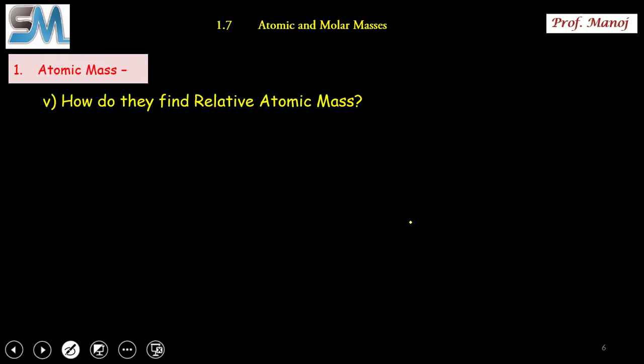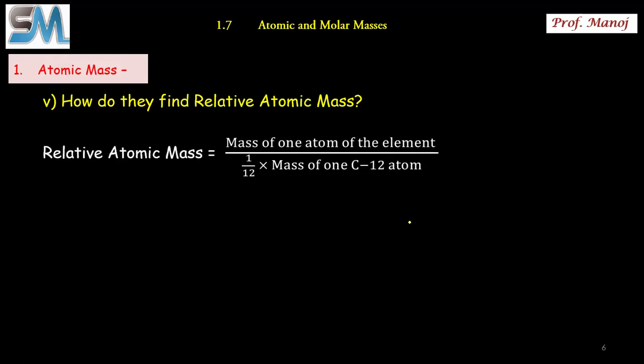The question is, we told on the very first page, relative atomic mass. You are finding something with respect to carbon. How do you find that? Let us understand it. Relative atomic mass is found as mass of one atom of element divided by 1 upon 12 mass of one carbon-12 atom. Think about it again. In numerator, we are keeping mass of that element. In denominator, we are dividing it by 1/12 the mass of carbon-12.